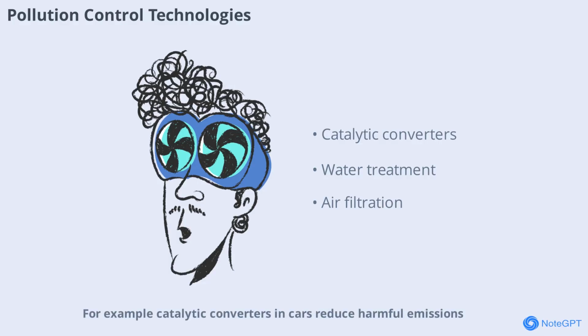For example, catalytic converters in cars reduce harmful emissions by converting pollutants into less toxic substances. Water treatment plants use chemical processes to remove contaminants from wastewater. Air filters and scrubbers capture particles and gases before they reach the atmosphere. These innovations help reduce the impact of pollution on the environment and our health.